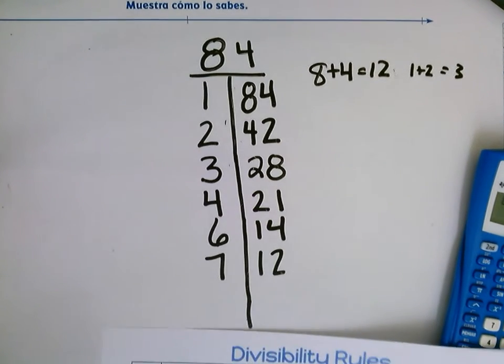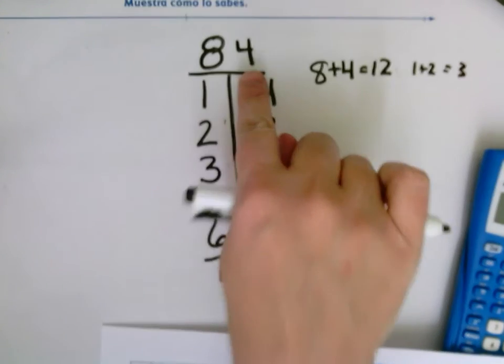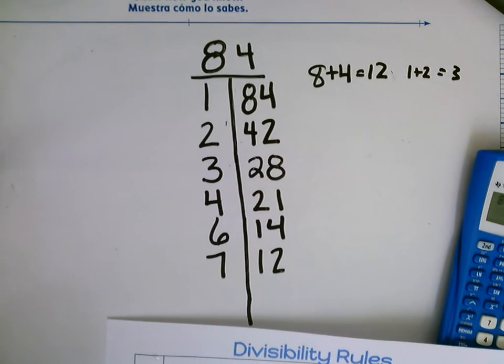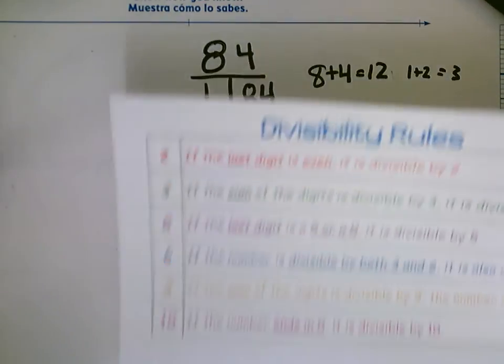And after 10 comes 11. And you know your 2 digits of 11. You know that 11 times 8 is 88, not 84. So 11 is not a factor. And now we are back to 12 again. And we have listed all of our factors of 84 using our divisibility rules.